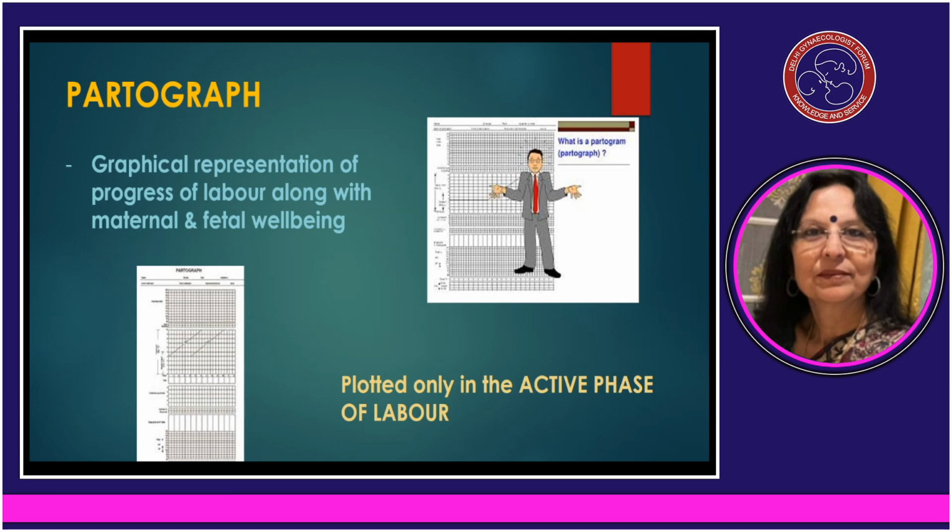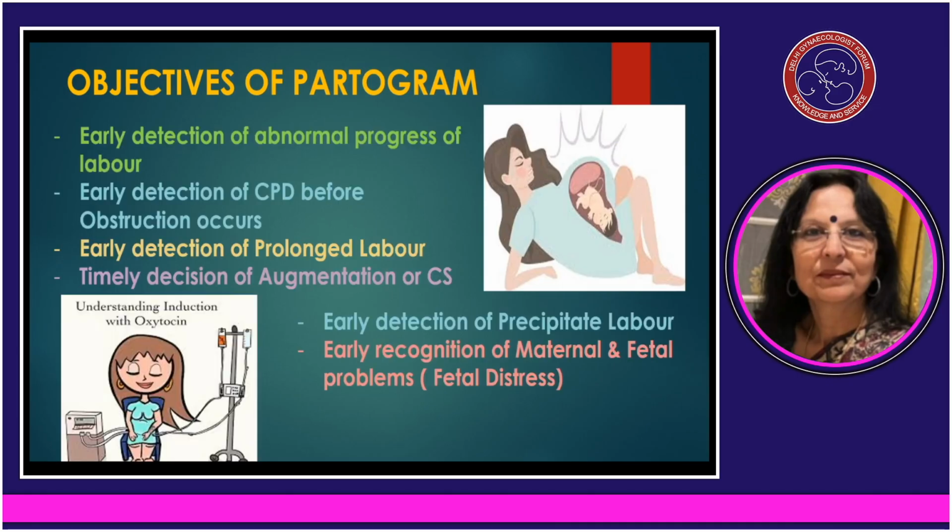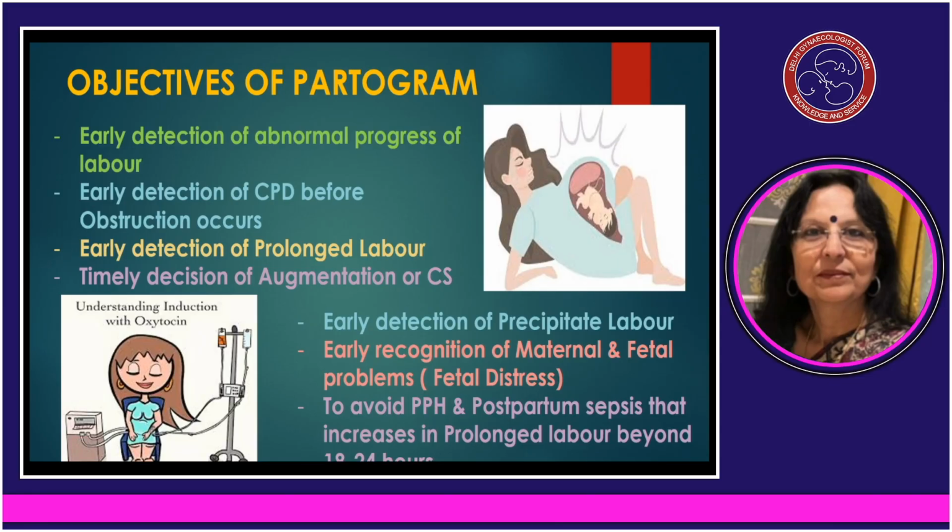In today's date, it is only plotted in the active phase of labor, which we state as 5 centimeters dilatation. So the objectives of a partogram are to detect abnormal progress of labor, to detect CPD before obstruction occurs, and early detection of prolonged labor. Then a timely decision whether we are going to augment, use oxytocin, or take up the patient for a cesarean section.